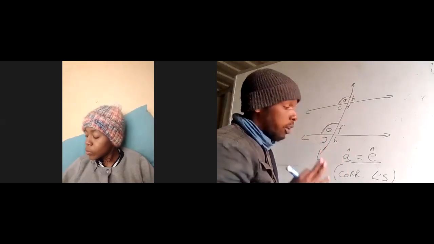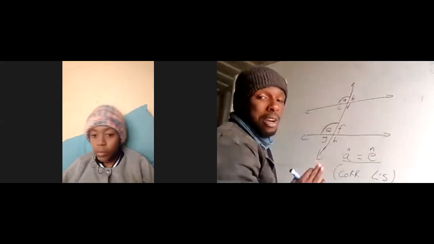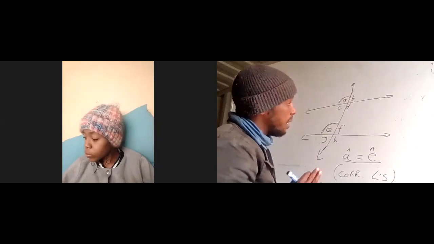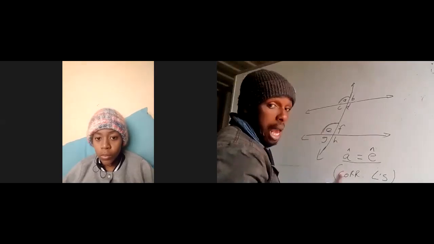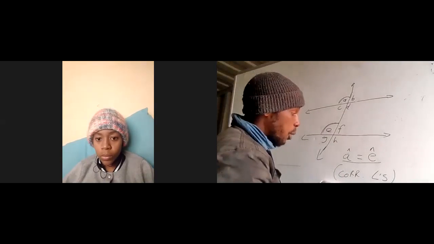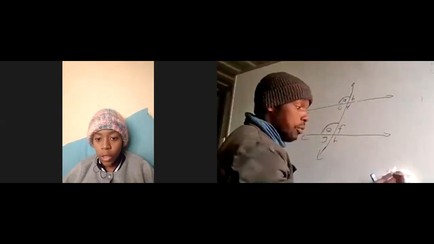I gave you 2 rules before this one. These are rules of geometry. Take note of this, my friend. Now, A and E, corresponding angles. Round that one off. What else do we have here?